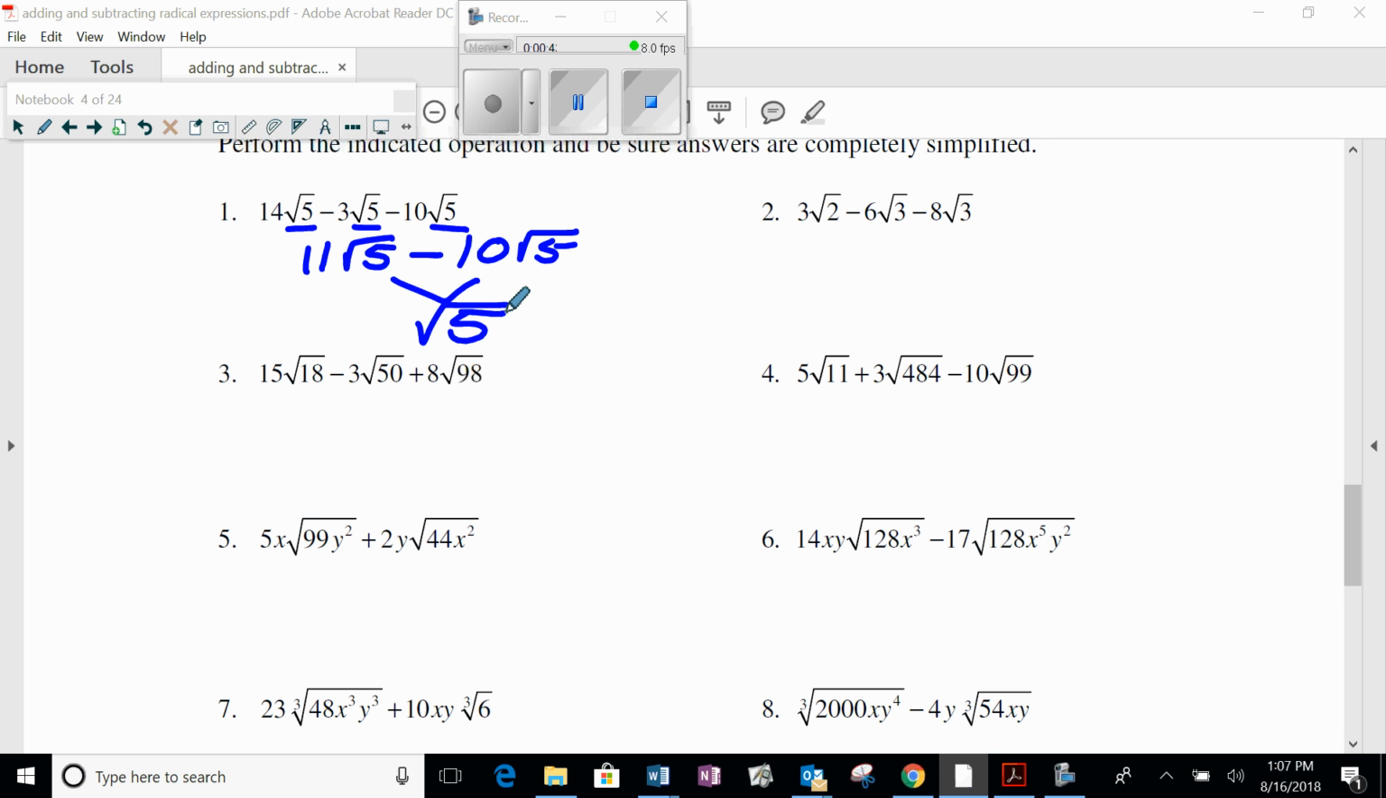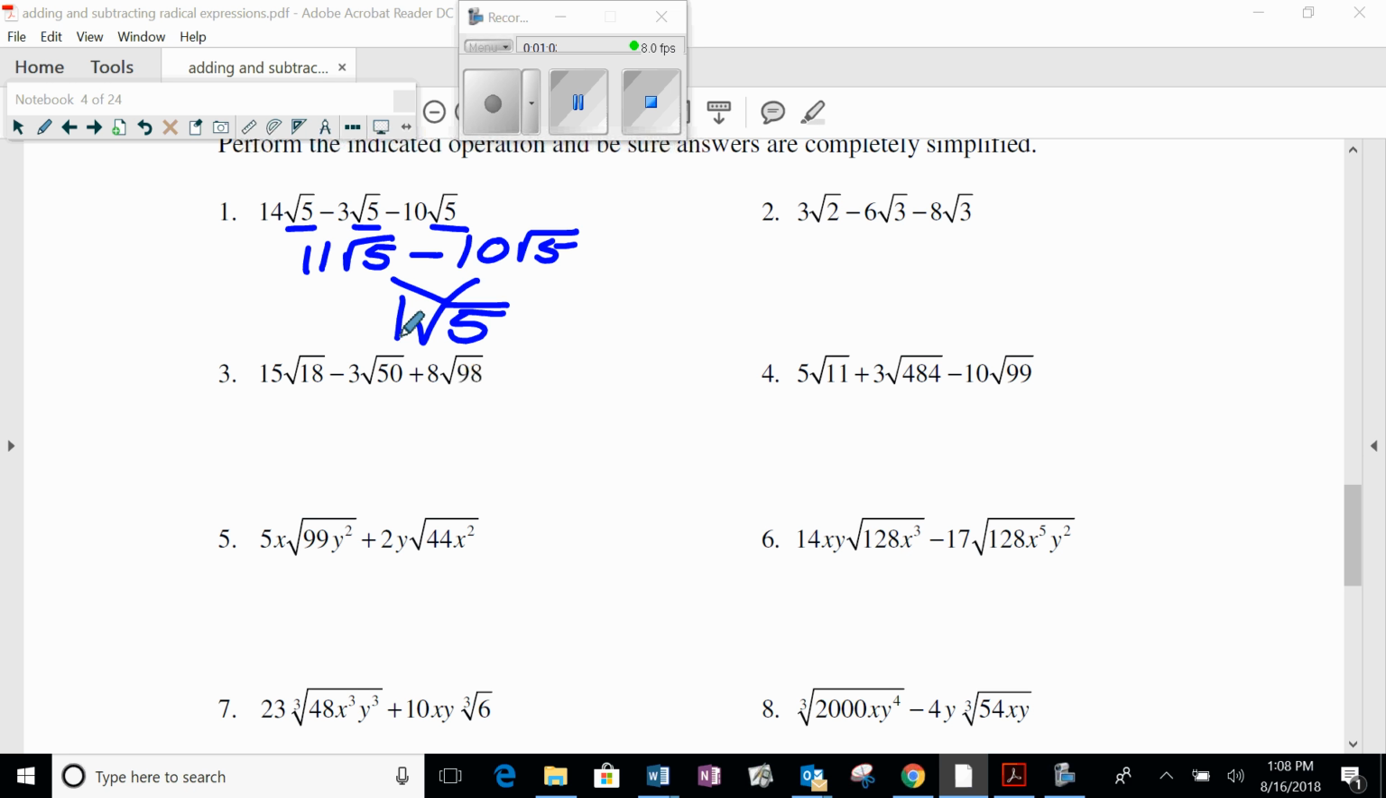If they're already like radicals, it makes your life easier. Yes, ma'am? So 11 minus 10 would be an understood 1. Okay? The answer is 1 square root of 5.